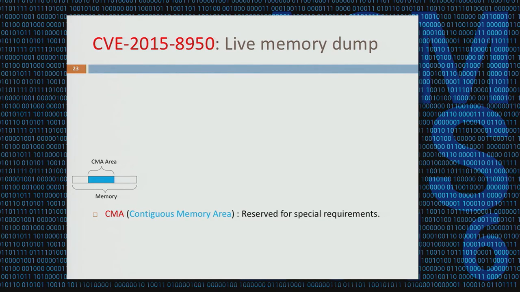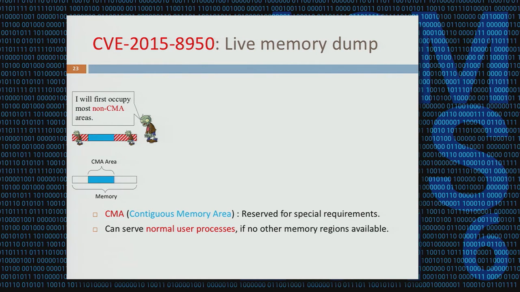To understand this vulnerability, we must first be familiar with the term CMA. CMA is short for contiguous memory area. This CMA memory area is originally reserved for special requirements. We have talked previously that some devices may need a contiguous memory region. So in this situation, the system can assign a CMA area for these special memory requirements. But to improve memory utilization, in some cases, the reserved CMA region can also be assigned to normal user processes. If the other normal memory regions are heavily used, then the system may assign the CMA region to a normal user process.